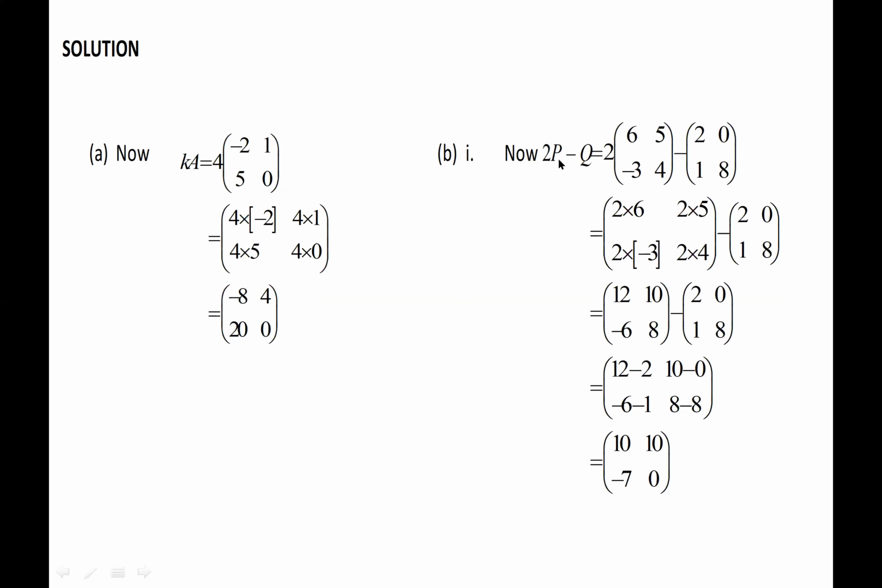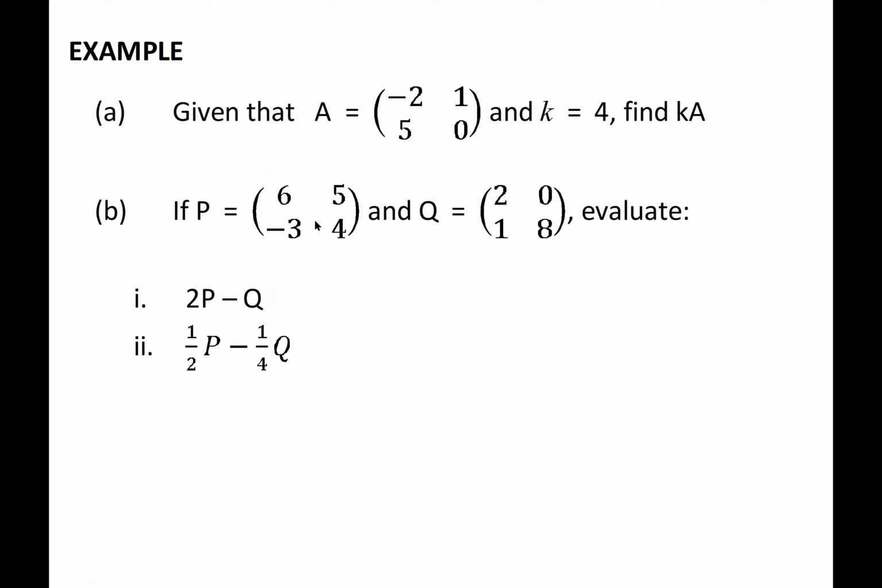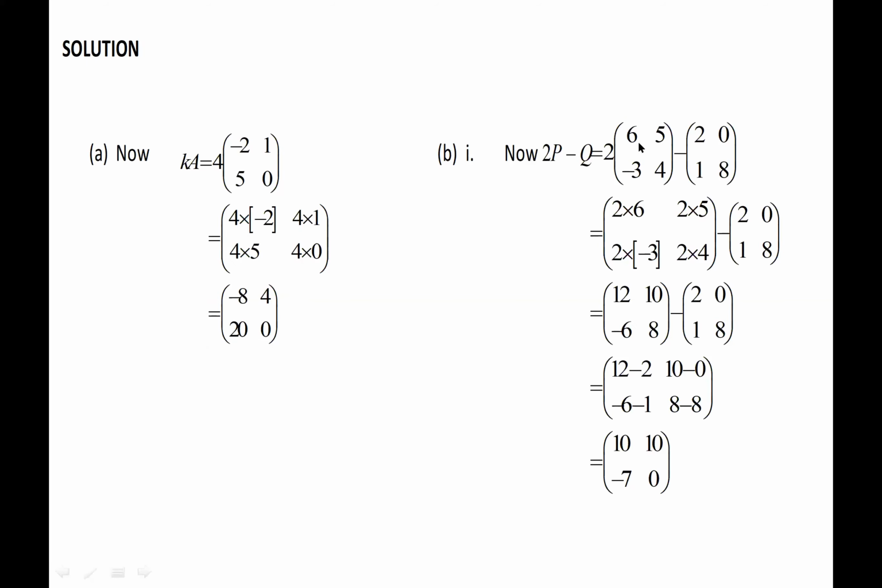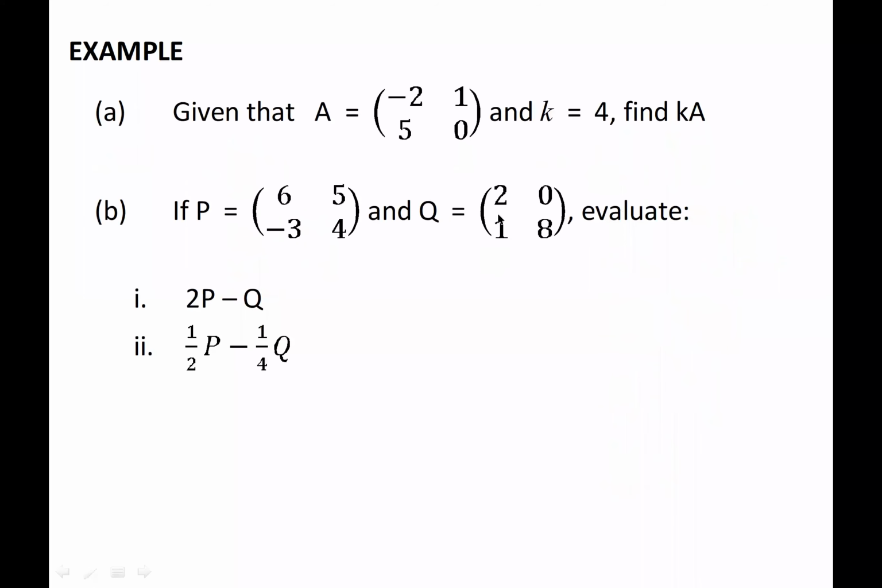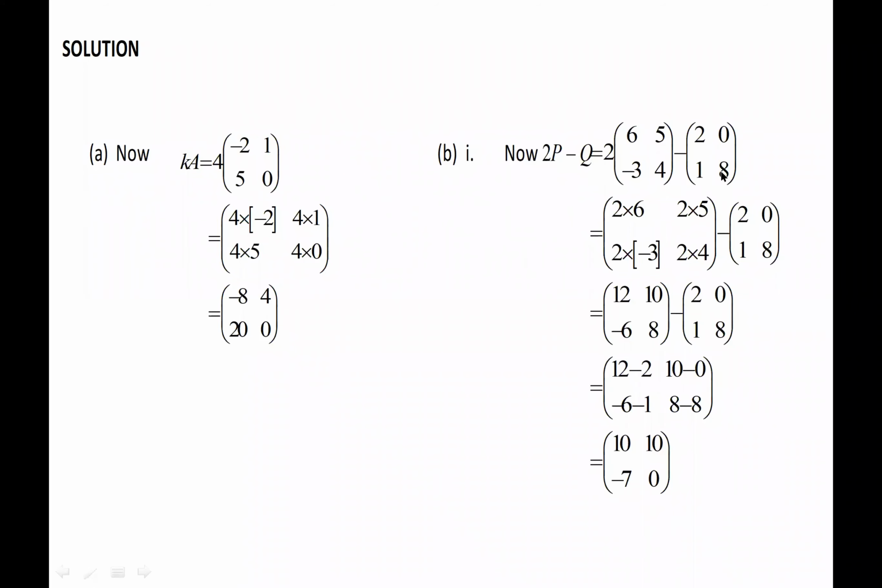This one is a little different because there's a combination of actions or operations involved. So it'll be 2 by p minus q. But recall what p is, 6, 5, minus 3, 4, right? So 2 by p will be 2 by this minus q. What is q again? Q is 2018, right? And then you proceed from there.